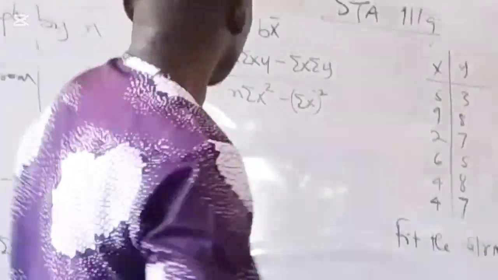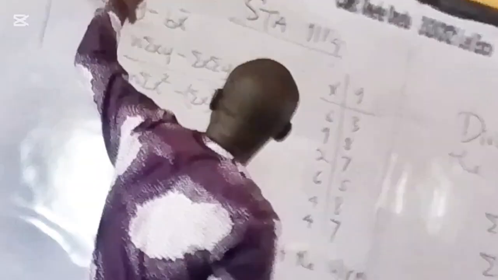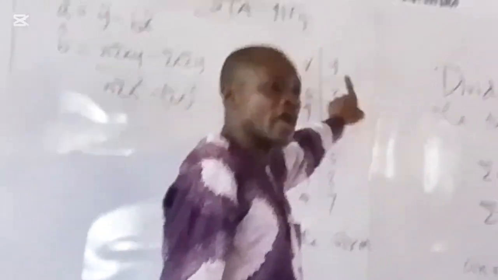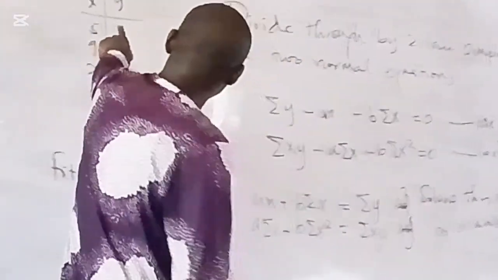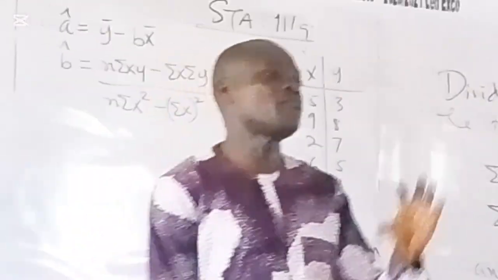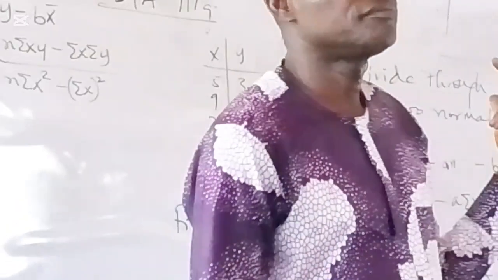Those are the two formulas that we take into consideration. What do we have in the first? They say we should find the mean of y. What does it mean to find the mean of y? We have to add all the values of y and divide by how many they are. What's the value of n, the number of observations?